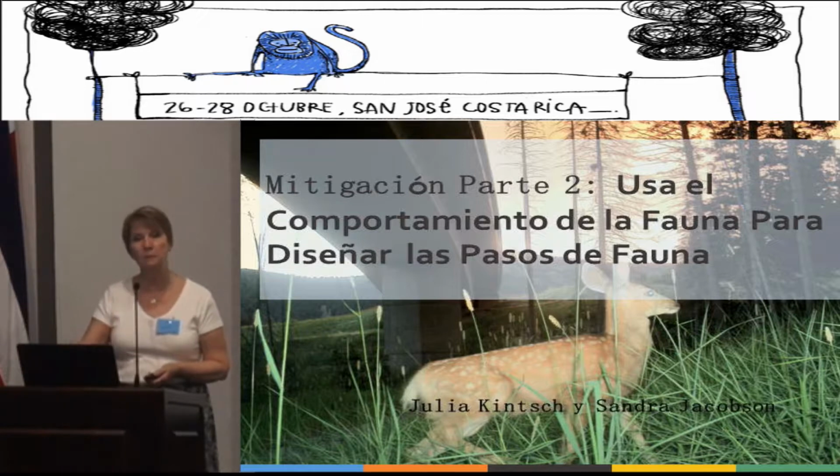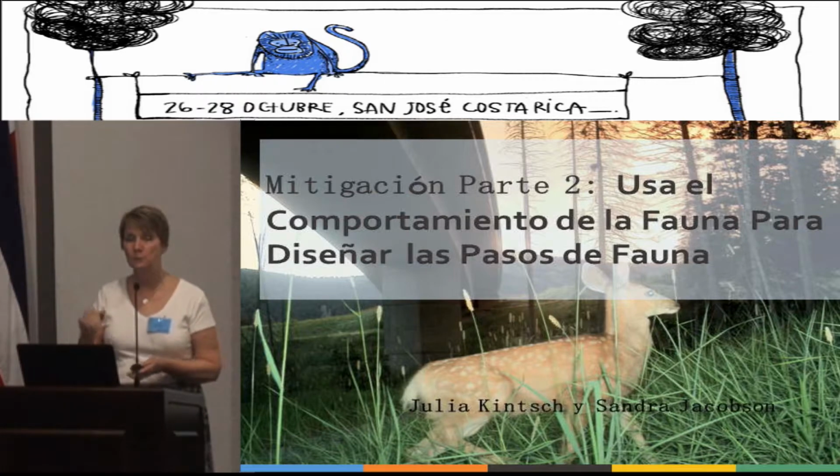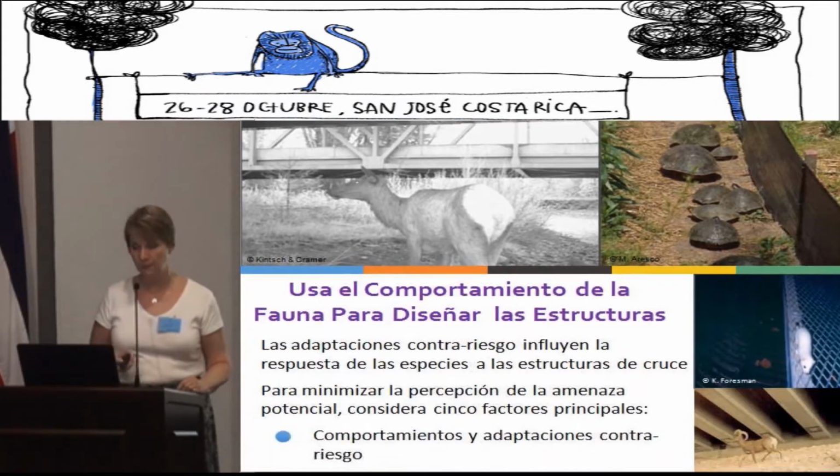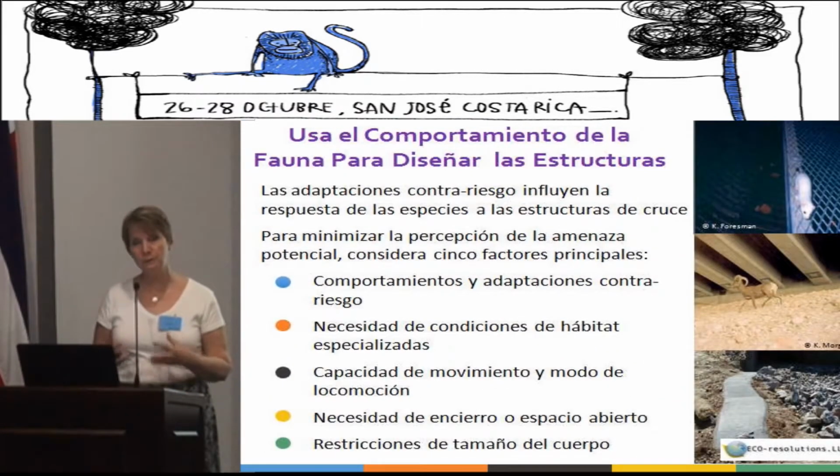And this is a conceptual framework that might help you to think about what questions you would ask to get to that answer. Okay, so one thing we know is that different species use different types of structures. They don't all like the same stuff. And that's not all that surprising because they have very different threats, they have different predators, they have different body sizes, they have different movement types. So how can we use those characteristics to design better structures?